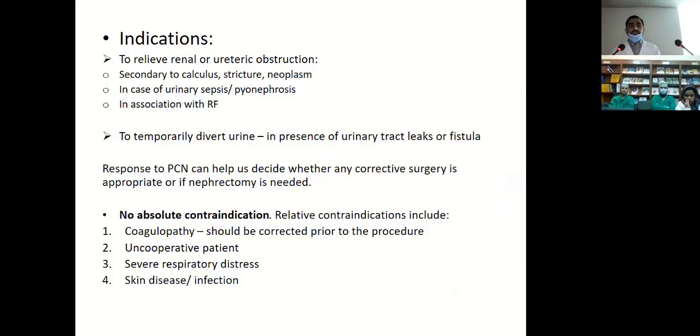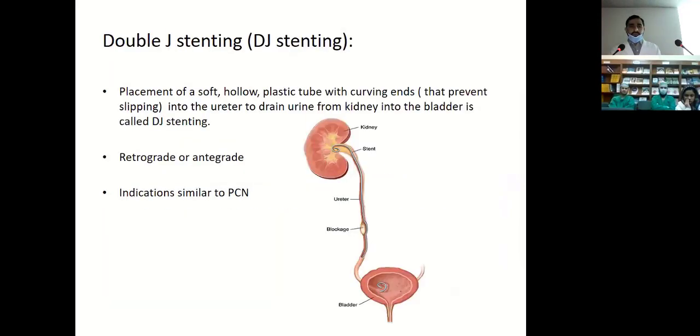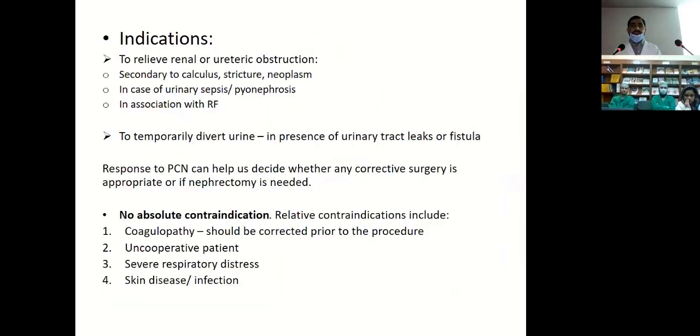In the case of urinary sepsis or pyonephrosis associated with renal failure. To temporarily divert urine in the presence of a urinary tract leak or fistula. The response of the patient can help us decide whether any corrective surgery is appropriate or if any nephrectomy is needed.